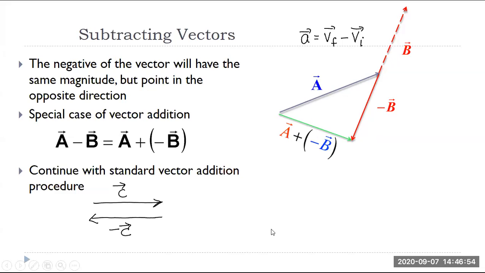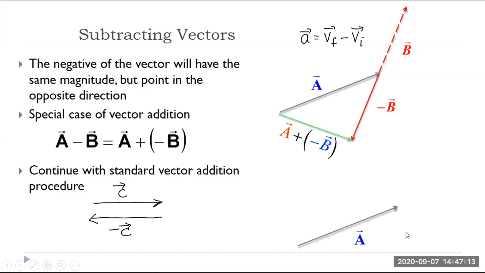We're not going to probably draw a lot of pictures where we subtract the vectors or add them, but we will need to know how to do this, and I'm going to show you how to do it from a mathematical standpoint. There's another method that we can use.